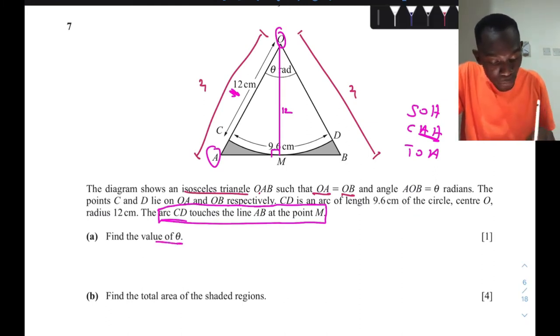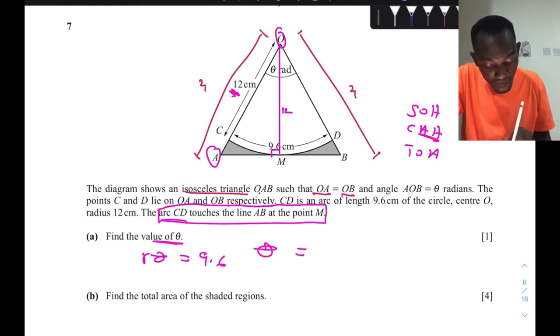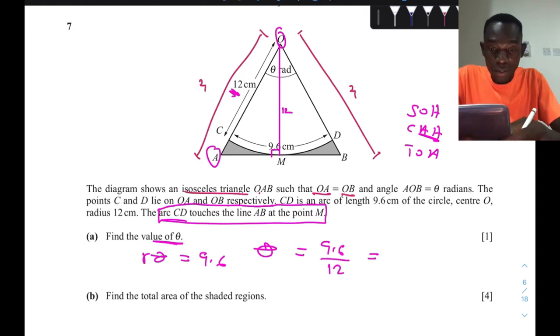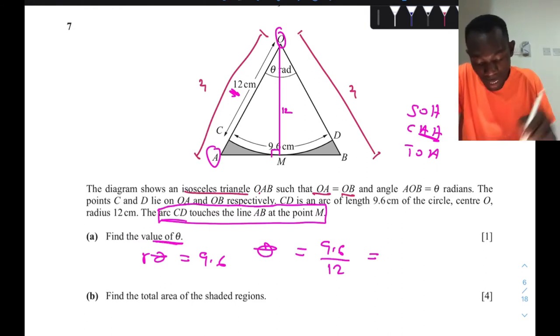So finding theta is going to come from the arc length, and they gave us the arc length to be 9.6, right? So r theta is the arc length, and that is 9.6. The radius is 12, so theta is just going to be 9.6 over 12. This is something simple, and it nearly had me. That's 0.8.